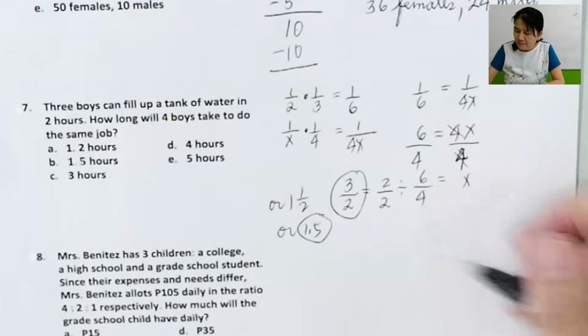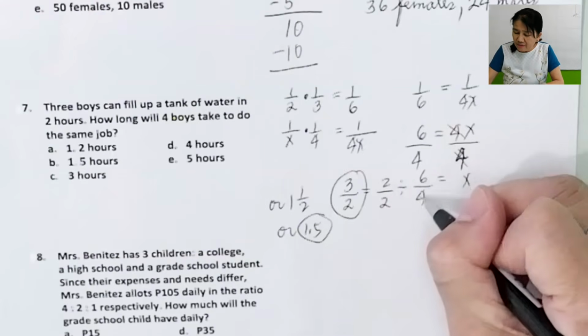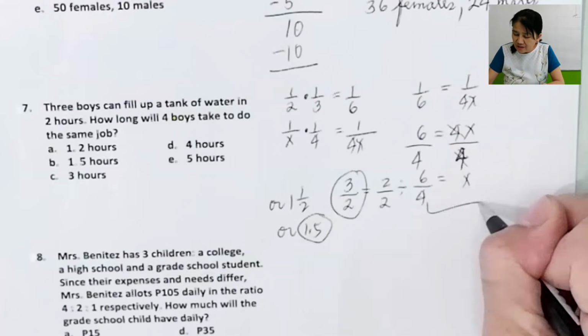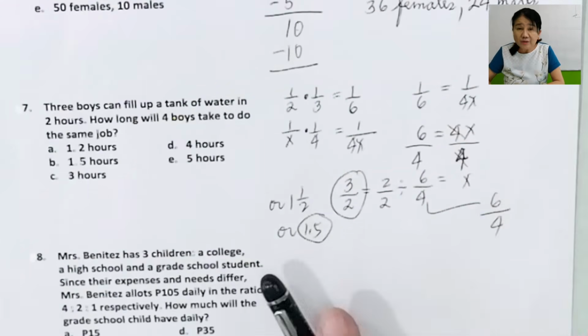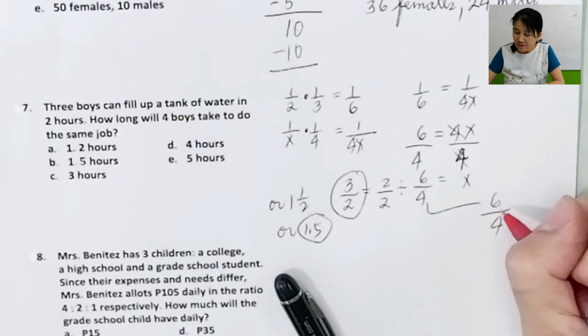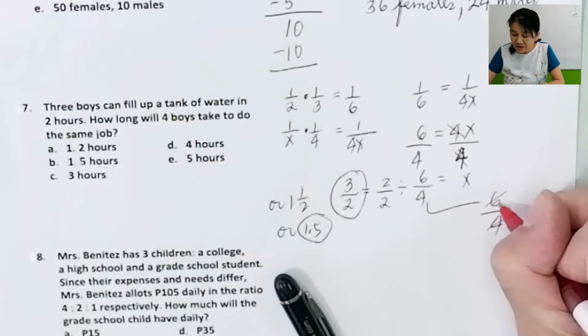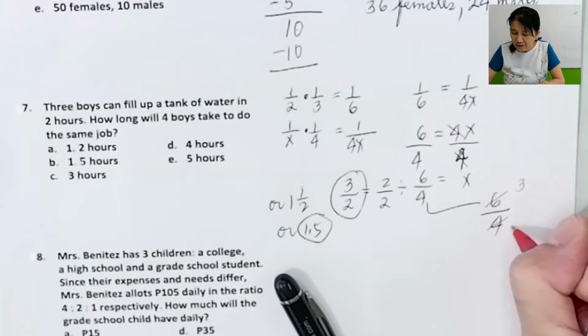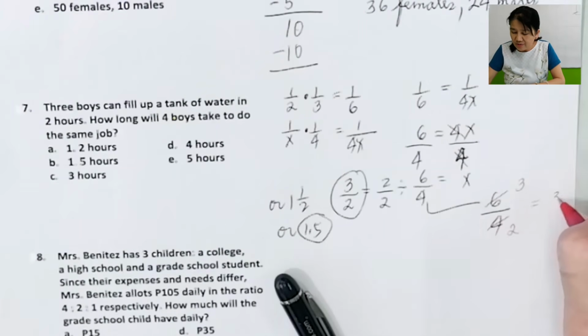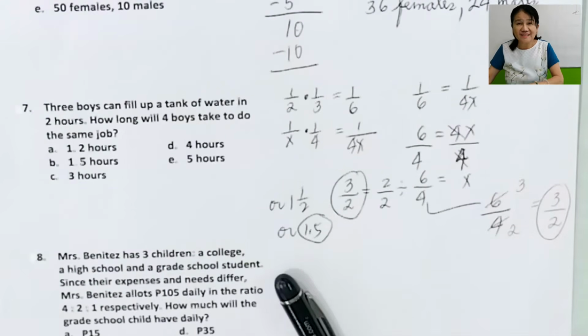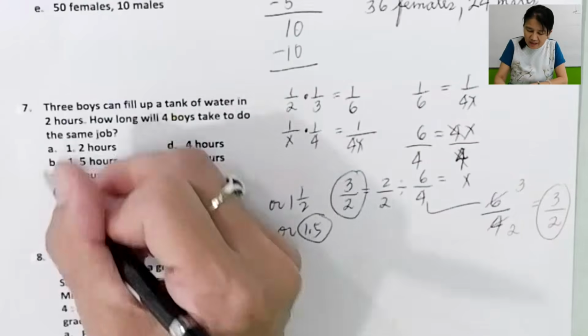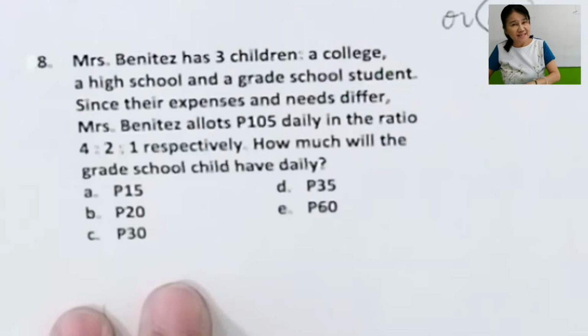Now, by the way, whenever you have a fraction like this, 6 over 4, you can do it fast, no? Just by cancellation. Cancel the common factor, which is 2. 6 divided by 2 is 3. 4 divided by 2 is 2. So you get 3/2. See? You get exactly the same answer. 3/2 is 1.5. So our answer is letter B.